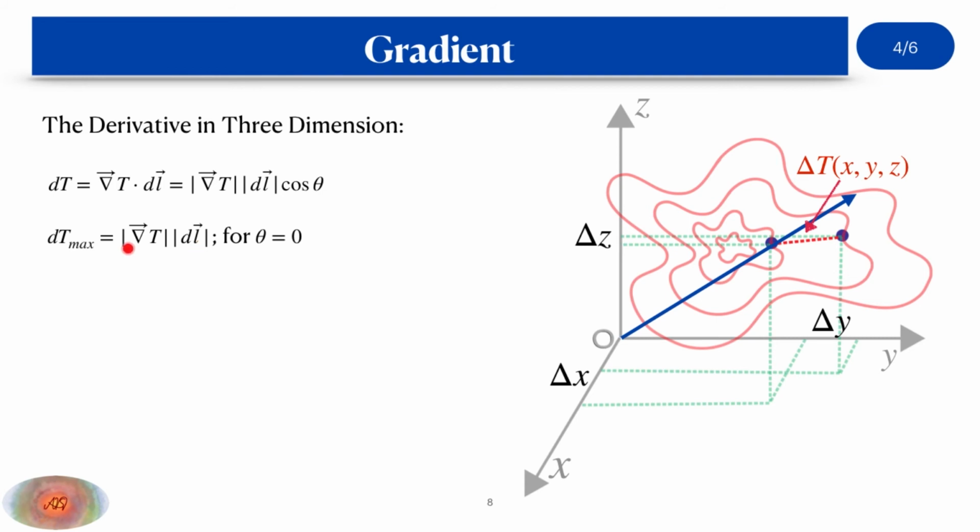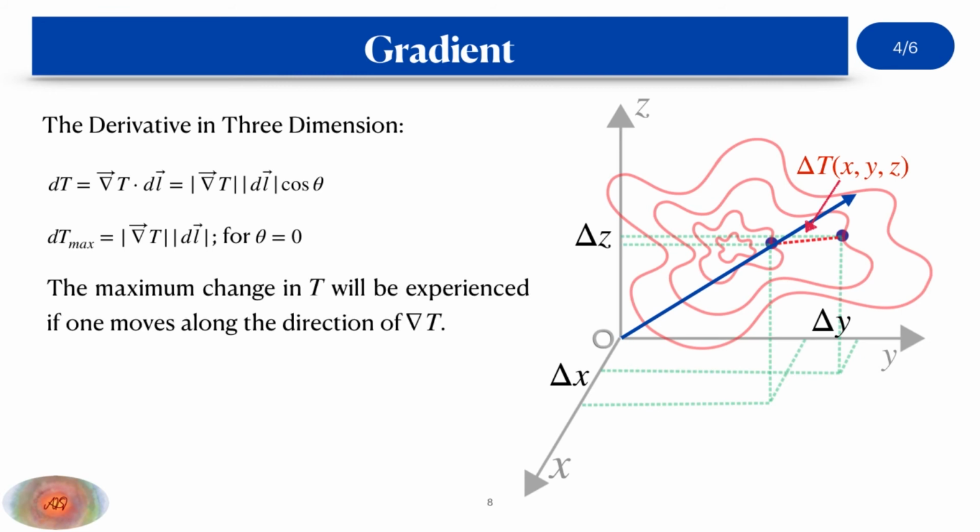It means the gradient signifies that the maximum change in the scalar field takes place, or we can say the maximum change in T will be experienced if one moves along the direction of the gradient of T. And that is why, although you are operating the operator over a scalar, after being operated the term direction is coming into the picture. What is that direction? The direction along which the maximum change of the scalar field takes place.